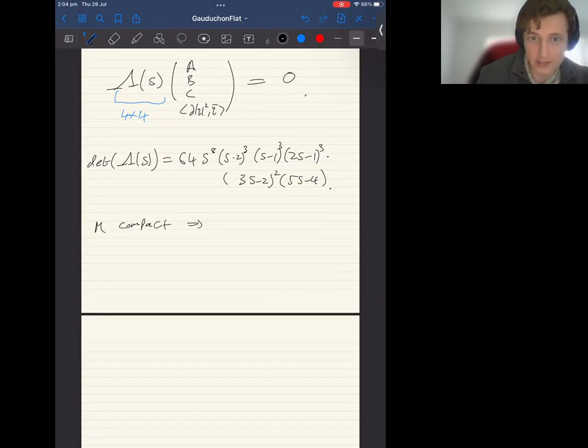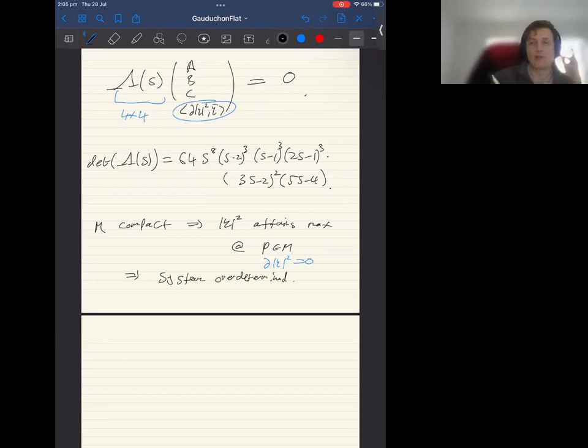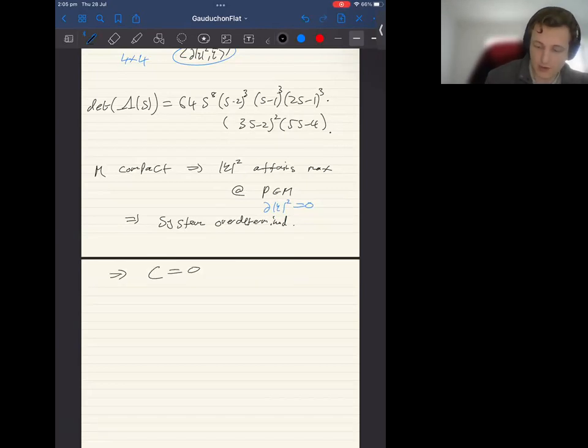If M is compact, well, that means that eta squared attains a max at some point P. Okay. Well, this means, first of all, that this last term is 0. And so that essentially means that the system is overdetermined. So it's now a 4x3 system instead of a 4x4. You have to be careful to make sure that the rank isn't so low, but the rank is high enough to conclude that C equals 0.